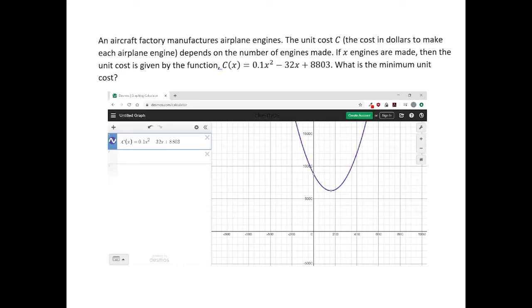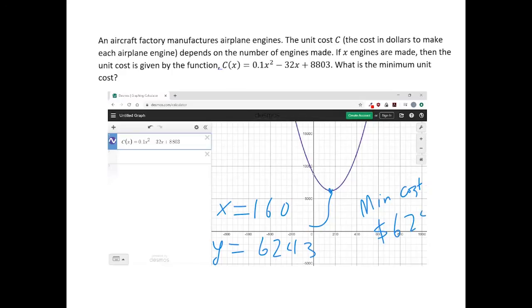So yeah, there's the solution. When x is equal to 160, then y is equal to 6,243, and that is that point right there, that minimum point, which tells us that the minimum cost is $6,243.